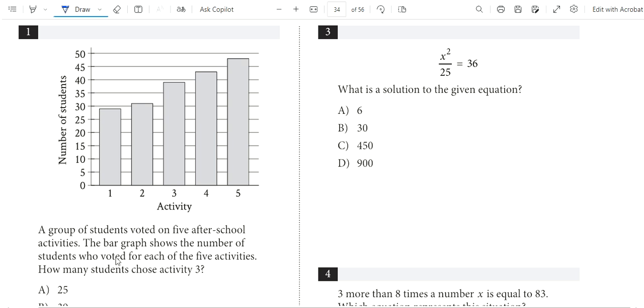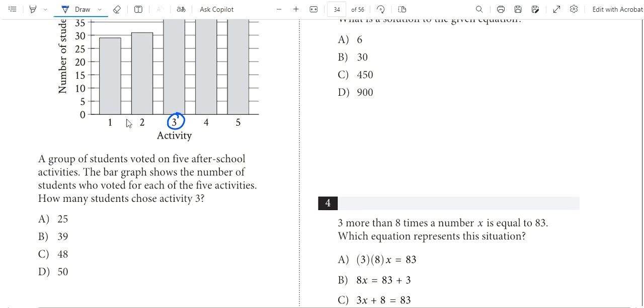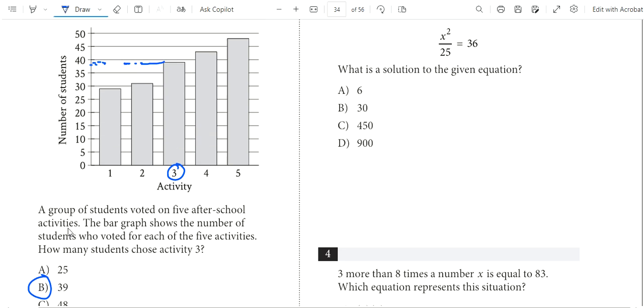Okay, now all we need to do is go on to the graph and locate activity 3. We can see that activity 3 is the value with this bar. So we're just going to check the peak value for the bar, and we can see on the y-axis that it's between 35 and 40. So we're going to go to the options, and the number between those digits is 39, option B.